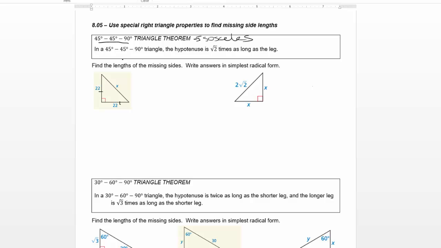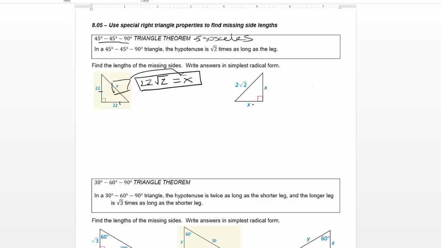We saw in the previous video that in 45, 45, 90 right triangles, there's a connection between the legs and the hypotenuse. Namely, if you know what a leg is, then the hypotenuse is just that same length times the square root of 2. So in this case, I know that a leg is 22 units long. If I multiply that by the square root of 2, then I get whatever the hypotenuse is. In this case, the hypotenuse happens to be x. So x is 22 times the square root of 2.